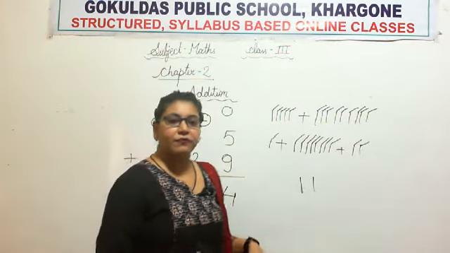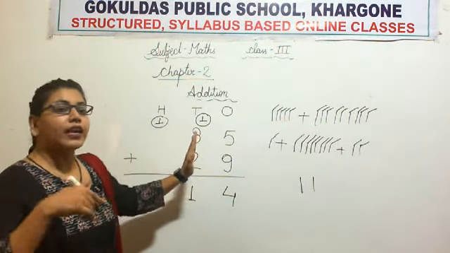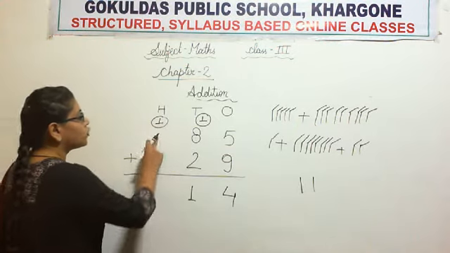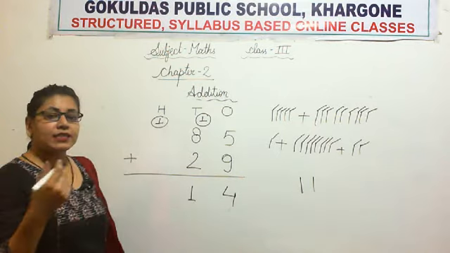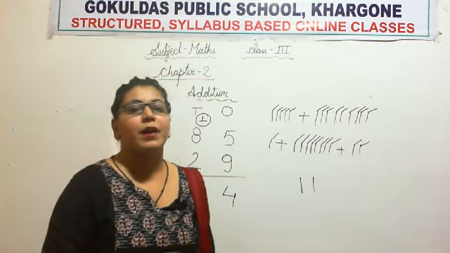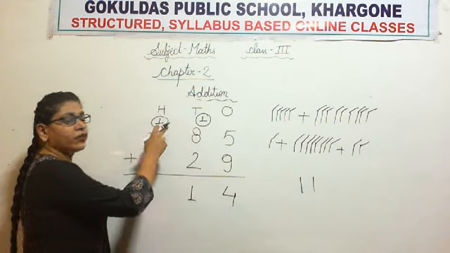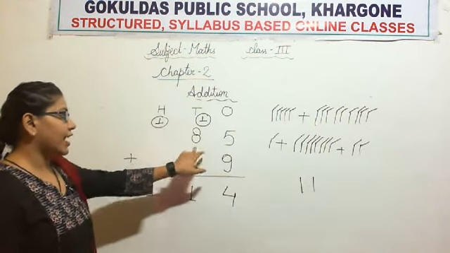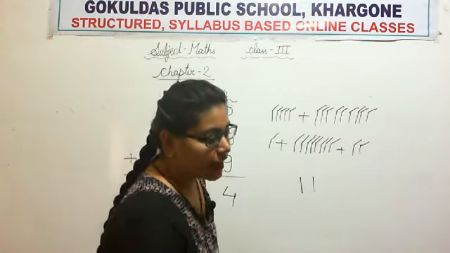The same concept we used for ones will be applicable to the tens column also, the hundreds column also, and so on. So no number is written below 1 here and here also. So 1 plus 0 is 1. Whenever we add 0 to any number, the answer is the number itself. So when we add 0 to this 1, we will get 1. Okay, so when we add 85 and 29, the answer will be 114.